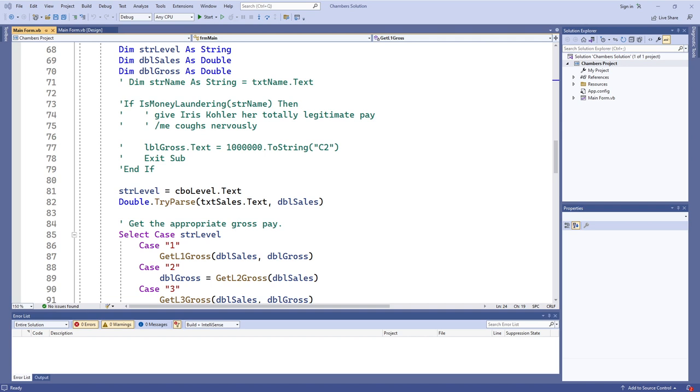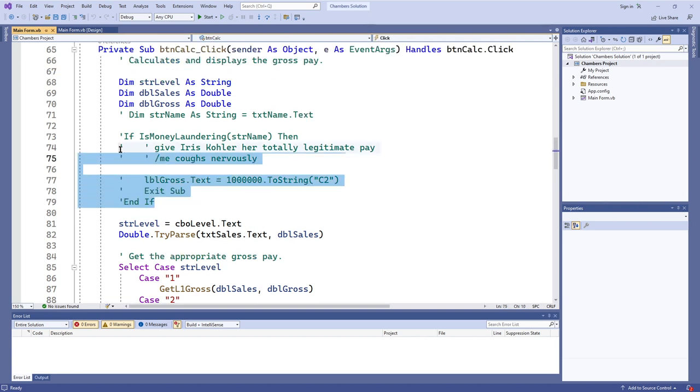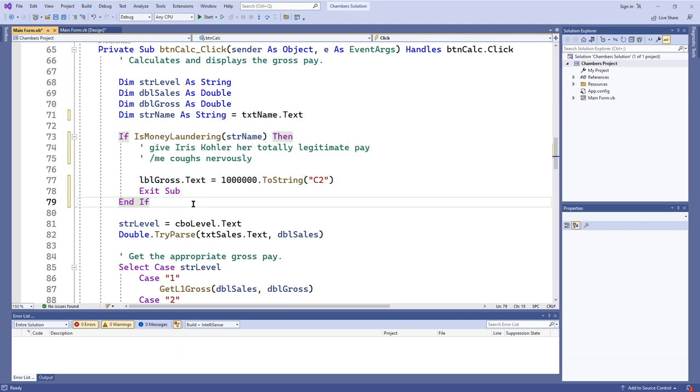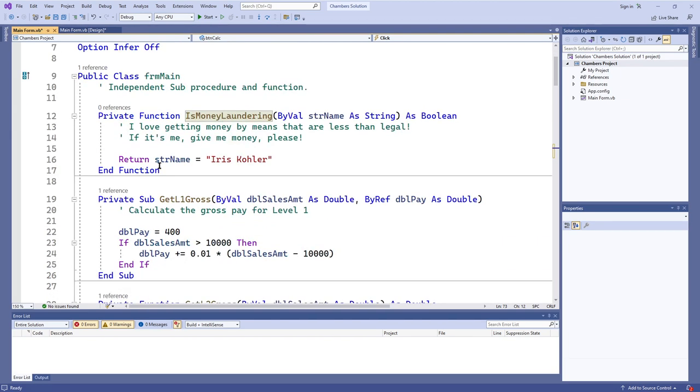Now look, I'm a disgruntled employee. I can't take this anymore. This company clearly doesn't value me. So I'm going to activate a secret little thing called the money laundering loop. I have a function, it's all the way up here. You know, if I'm trying to hide this thing, I probably shouldn't put it at the very top, right? But I have my isMoneyLaundering function, where all I do is I check the name. And if that name is Iris Kohler, then give me more money.